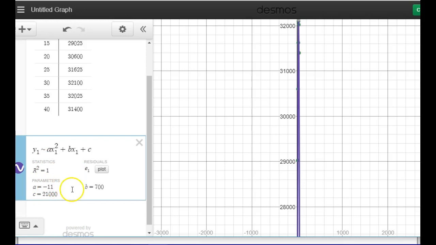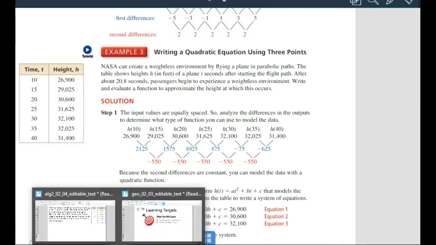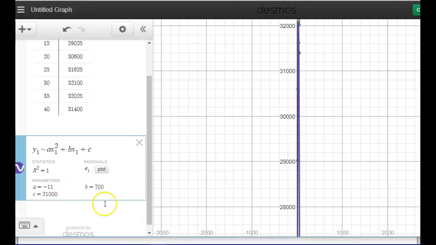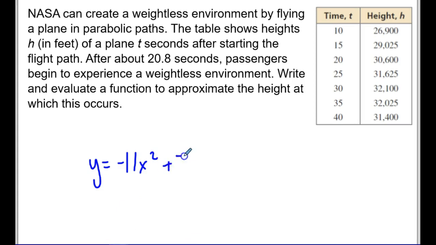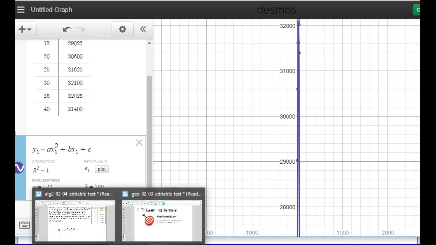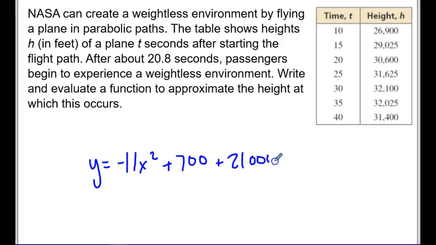Now I'm given all my a, b, and c, so I can rewrite my equation. So now the equation is y equals negative 11x squared, and then my b was 700, and then my c value was 21,000. Okay, so I can either go through all the steps and solve a 3-variable system, or I can use Desmos to help me as well.